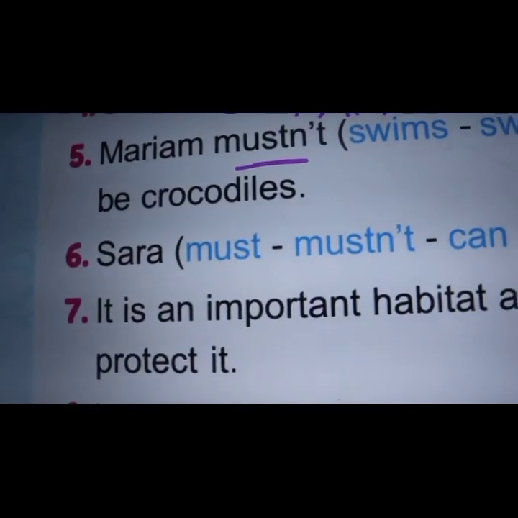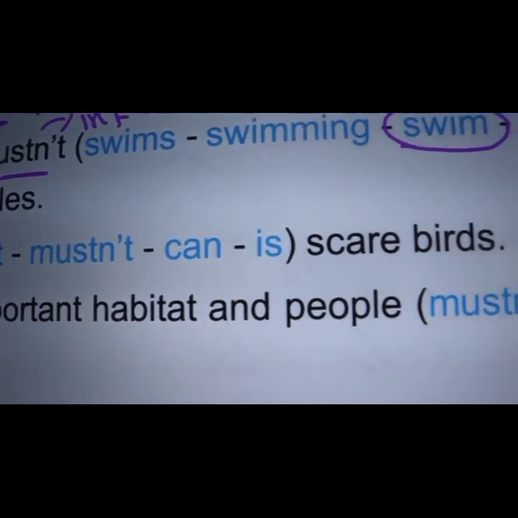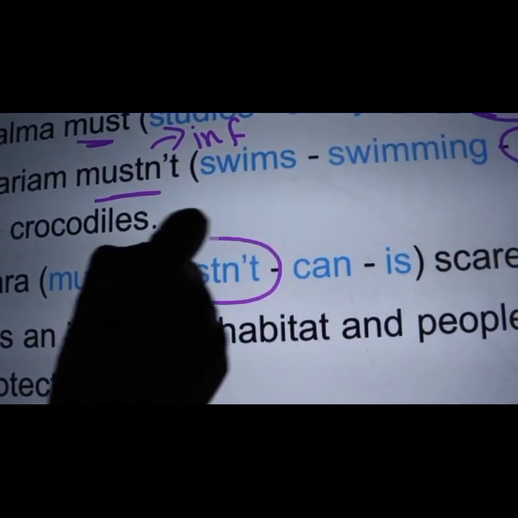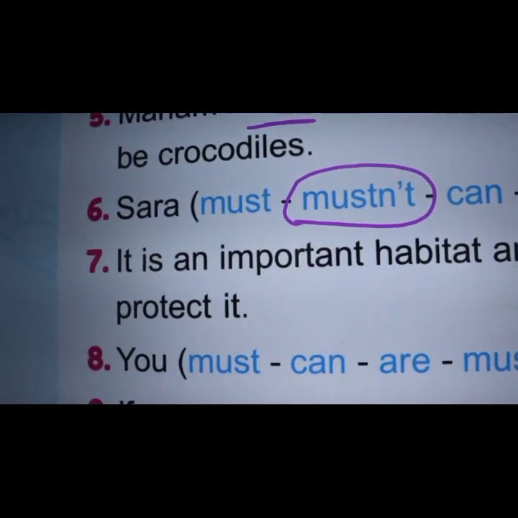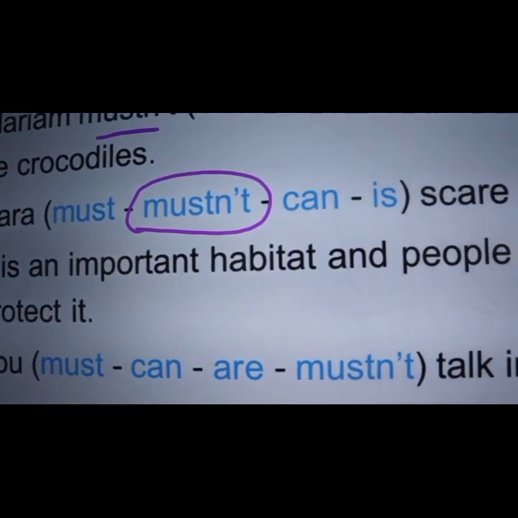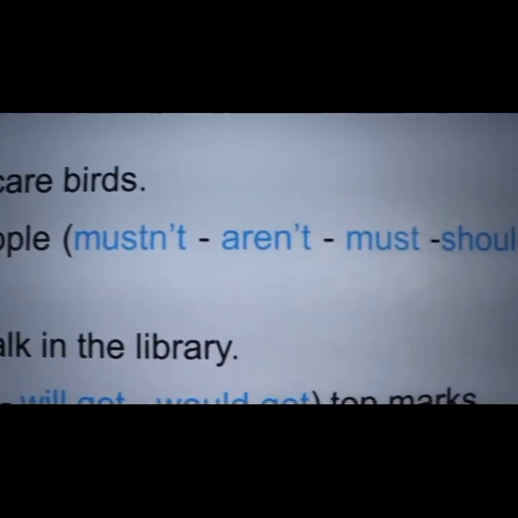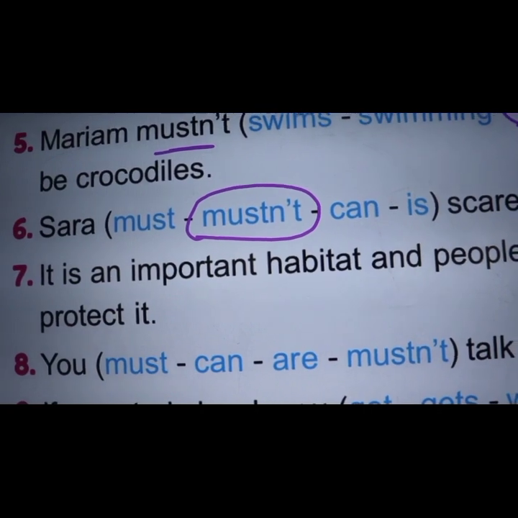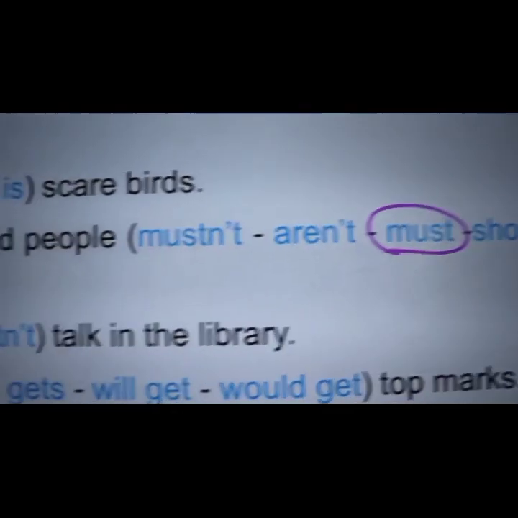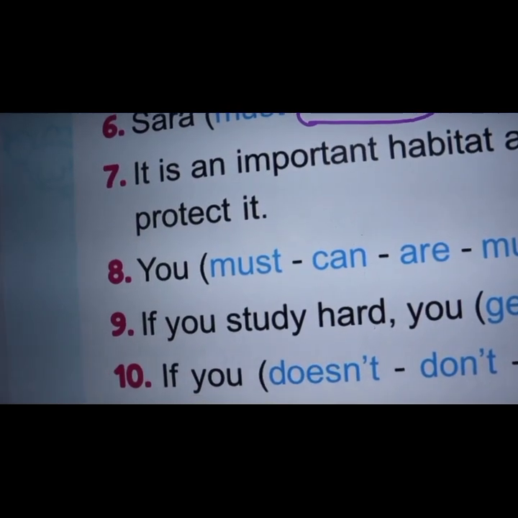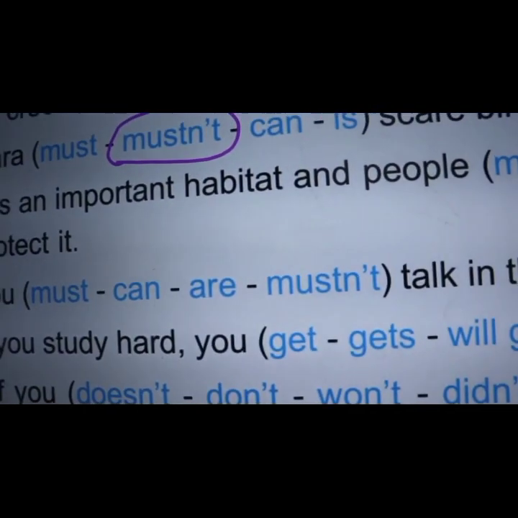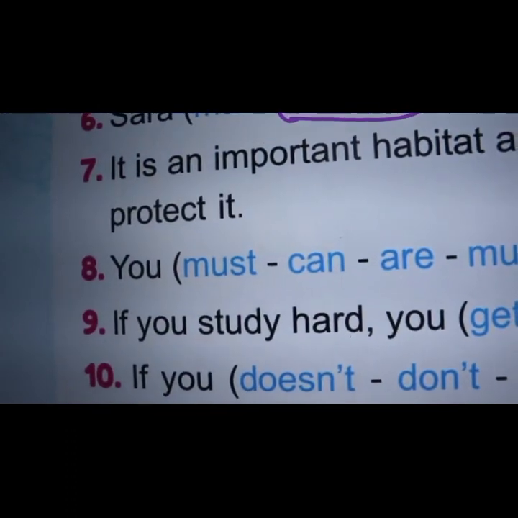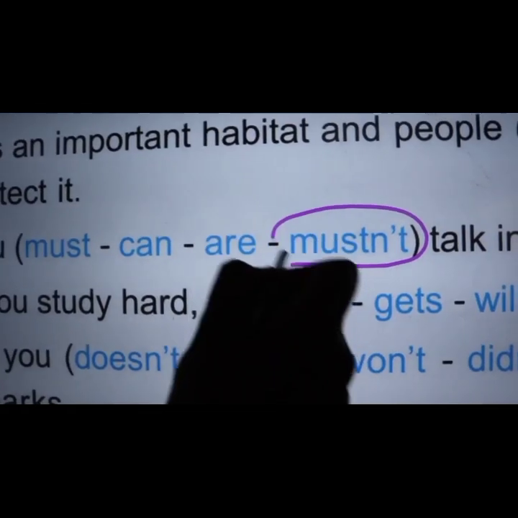Number 6, Sarah must or mustn't or can or is scare birds. This is something we mustn't do. Sarah mustn't scare birds. Number 7, it is an important habitat and people mustn't, aren't, must, shouldn't protect it. If it is an important habitat, that means people must protect it. Let's move to sentence number 8. You must or can or are or mustn't talk in the library. This is not allowed. That means you mustn't talk in the library.